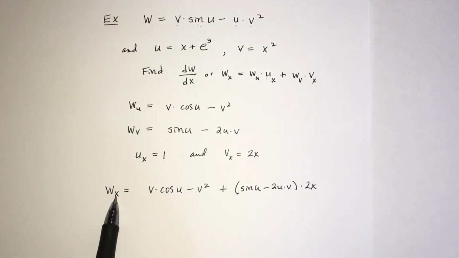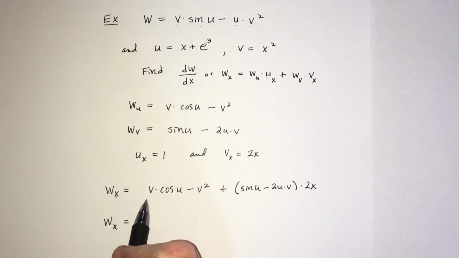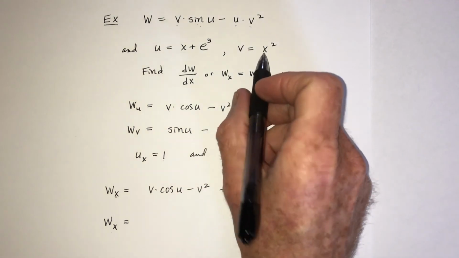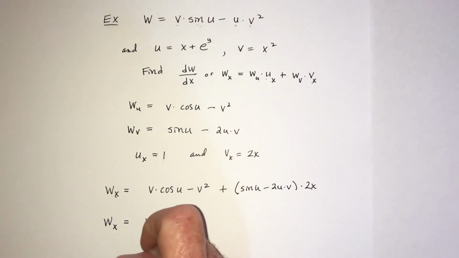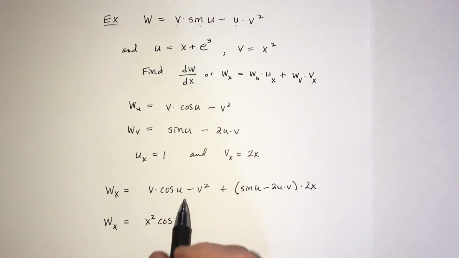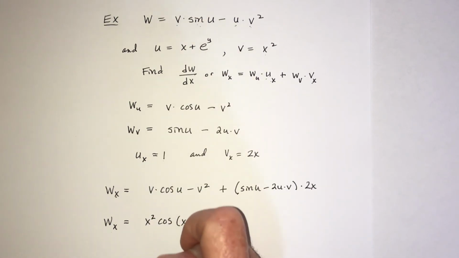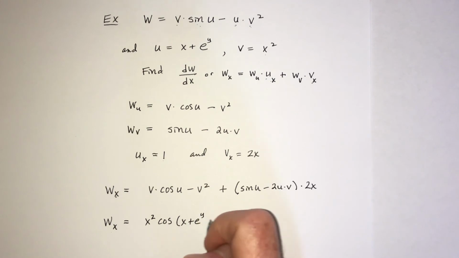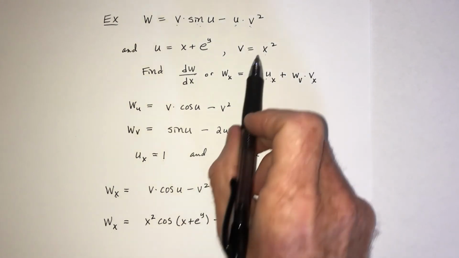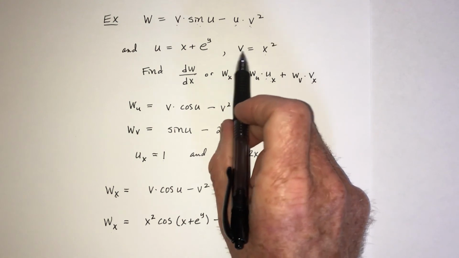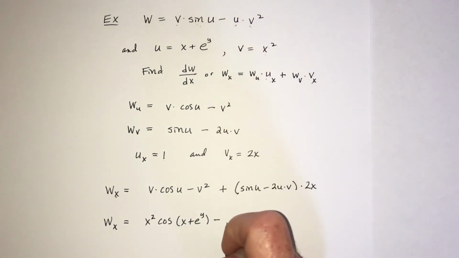Then the last thing is, this is saying that the variable is supposed to be x. So replace the v with x squared. Replace the u with x plus e to the y. And then v squared means you need to square both sides on this one, so that's going to be x to the 4th.